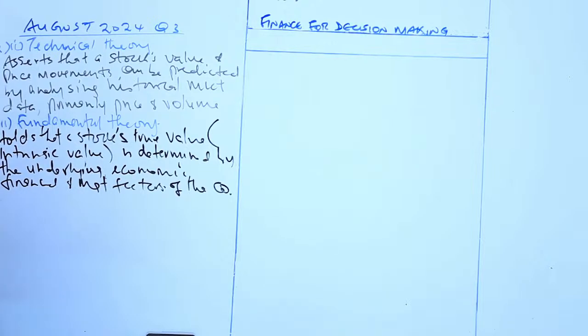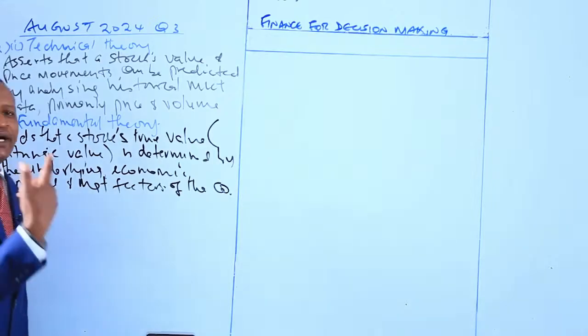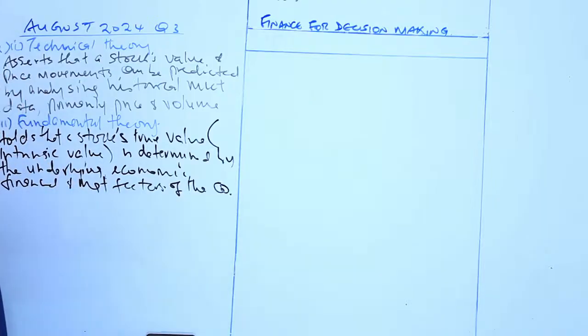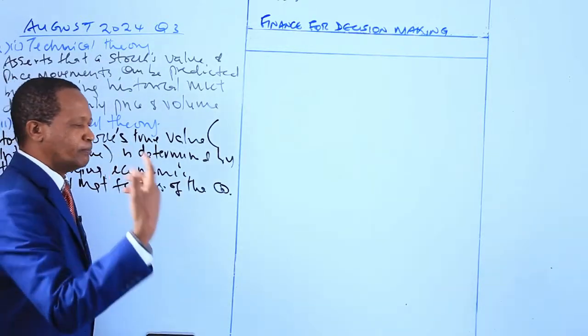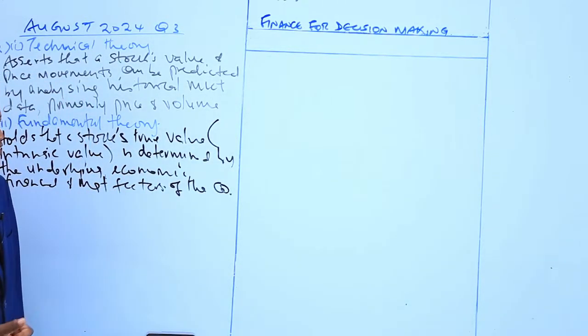The goal here is to estimate the intrinsic value using methods like the discounted cash flow, and then compare it to the current market price. And if the market price is lower than the intrinsic value, then the stock is considered undervalued and a good buy. You can buy such a share. Fundamental, you go to the fundamentals.